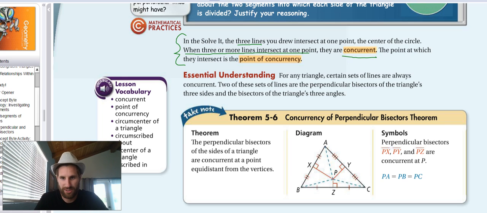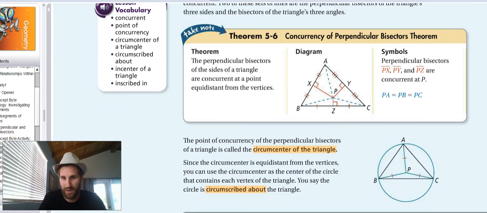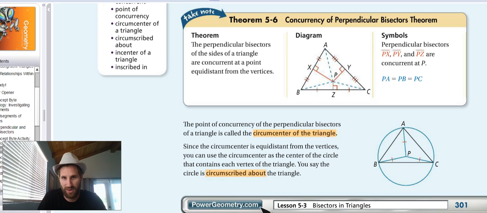so our essential understanding is for any triangles, certain sets of lines are always concurrent. Two of these sets of lines are perpendicular bisectors, which we're going to look at, and the bisectors of a triangle, which would be our angle bisectors. Okay, so again, you just have to write this. We're not going to actually write that right here. We're going to go ahead and scroll down real quick and take a look at what we are going to write, which is this right here.